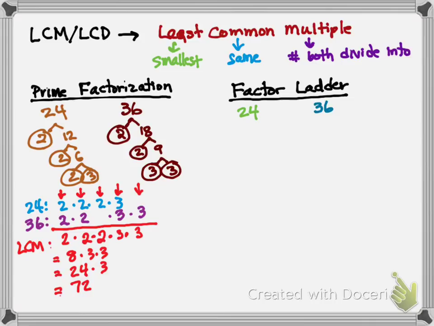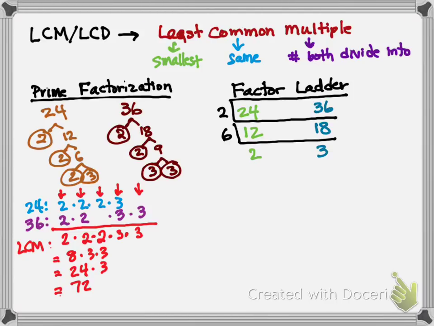So with the factor ladder, remember, we draw that rung, and then what's something that can go into both of them? Well, they're both even, so I can pull out a 2. And then that gives me 24 divided by 2 is 12. 36 divided by 2 is 18. And then I went, wait a second, you know what? That's weird. 6 can go into both of these numbers. So I can pull out a 6. So I don't have to just pull out prime numbers. I can pull out any kind of numbers. So 12 divided by 6 is 2. And 18 divided by 6 is 3.